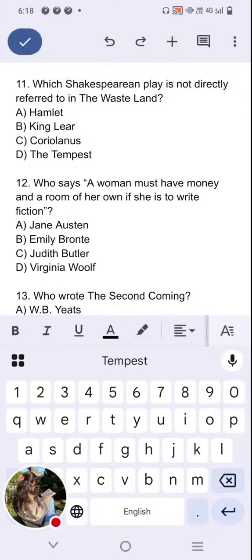And we are continuing with the 11th question. Which Shakespearean play is not directly referenced to in The Wasteland? Option A, Hamlet. Option B, King Lear. Option C, Coriolanus. Option D, The Tempest. The Wasteland, which is by T.S. Eliot, refers to several Shakespeare plays. Which is not referred to? Which is the play that is not being referred?